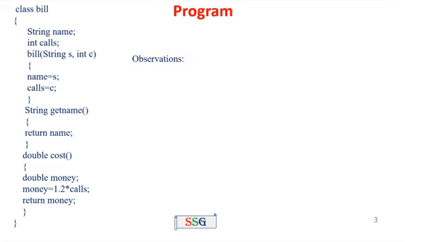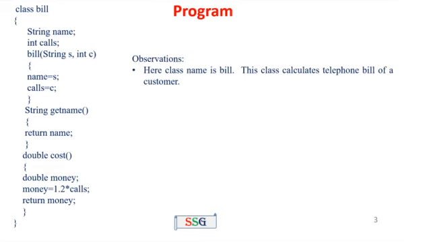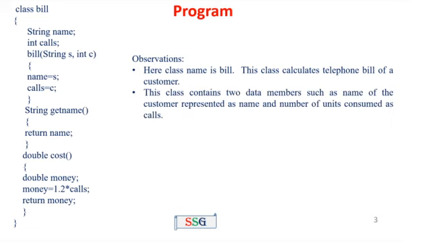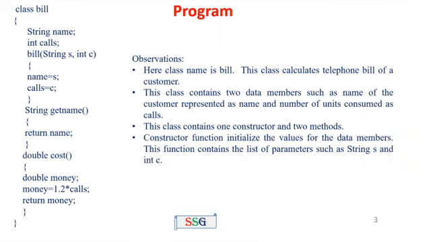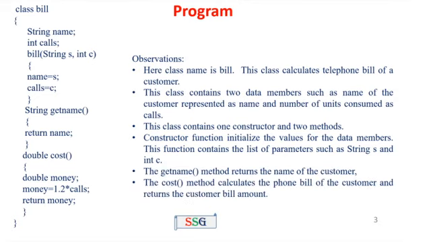The observation from this program: here the class name is Bill. This class calculates a telephone bill of a customer. This class contains two data members such as name of the customer represented as name and the number of units consumed as calls. This class contains one constructor and two methods. The constructor function initializes the values for the data members. This function contains a list of parameters such as string S and int C. The getName function returns the name of the customer. The cost method calculates the phone bill of the customer and returns the customer bill amount.